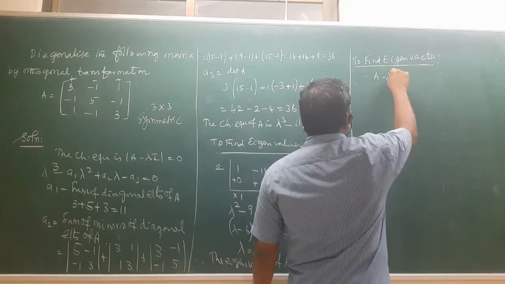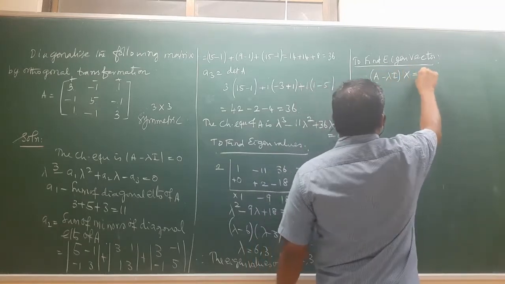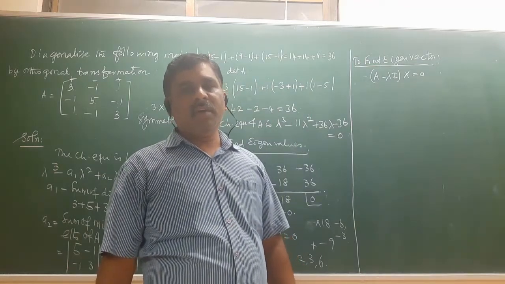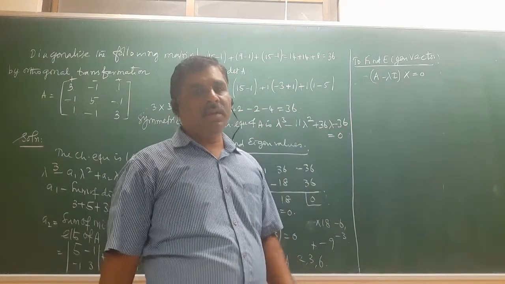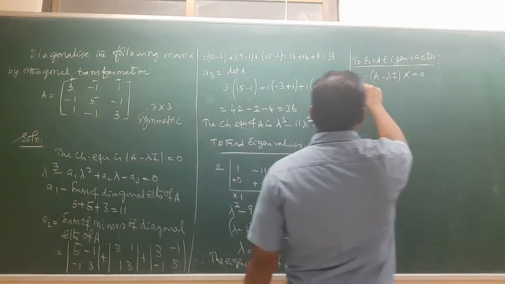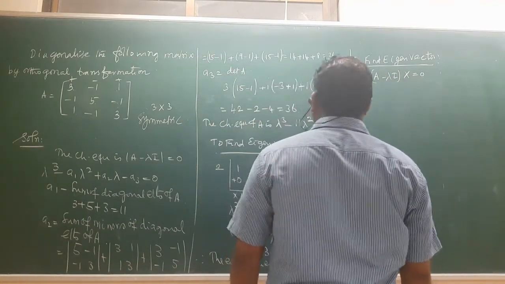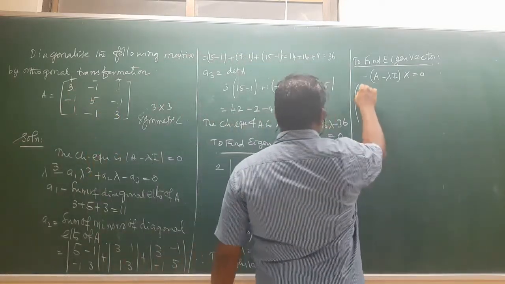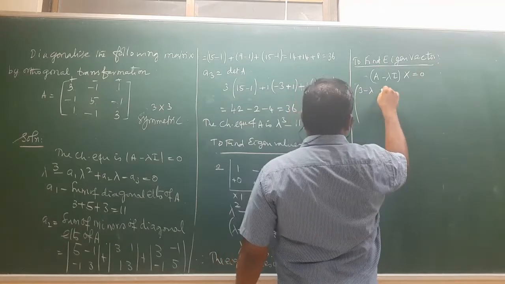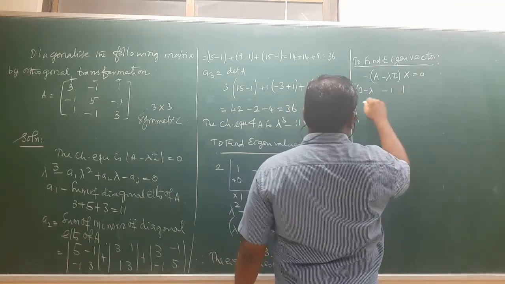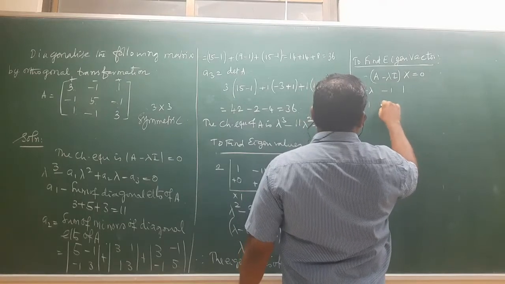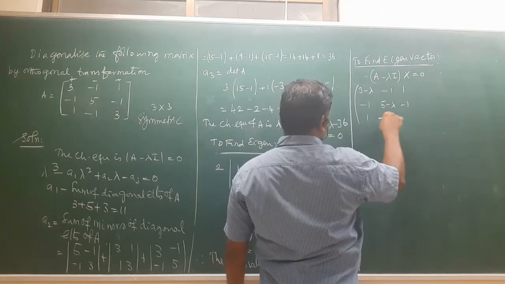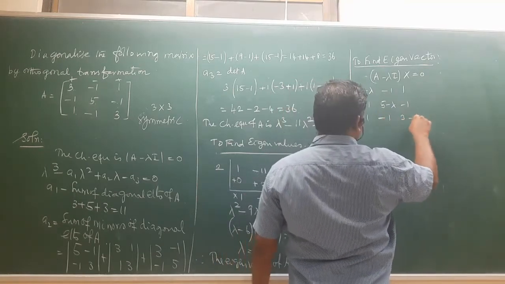A minus lambda I into x equal to 0. In this equation only we are going to substitute that value of lambda to find the eigenvector. So how to write this? A minus lambda I: subtract that minus lambda in the diagonal element. 3 minus lambda, minus 1, 1, and then minus 1, 5 minus lambda, minus 1, 1, minus 1, 3 minus lambda.